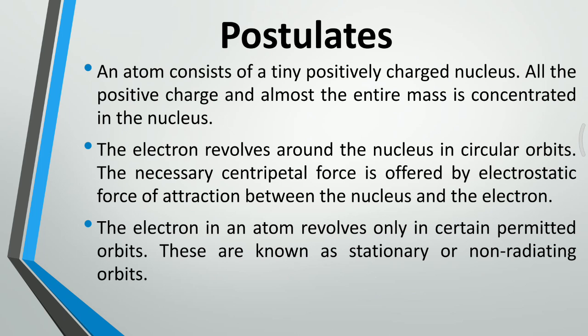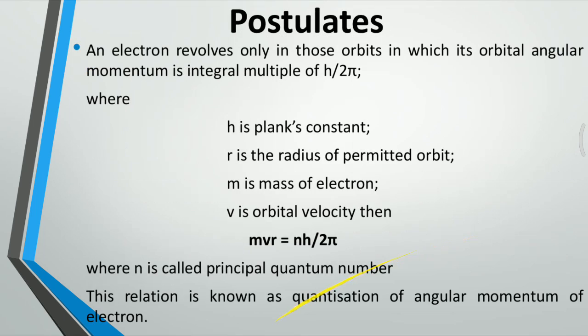The electrons in an atom revolve only in certain permitted orbits, and these orbits are said to be stationary or non-radiating orbits. The electrons revolve only in those orbits in which the orbital angular momentum is an integral multiple of h by 2 pi.